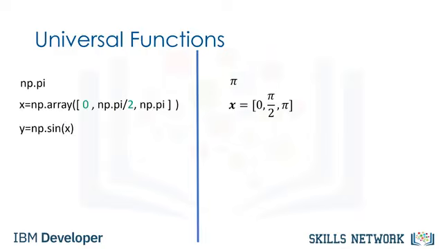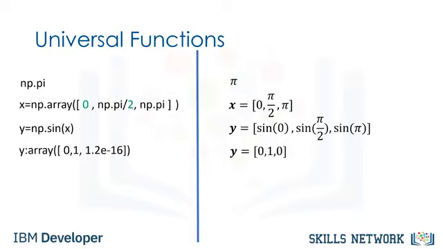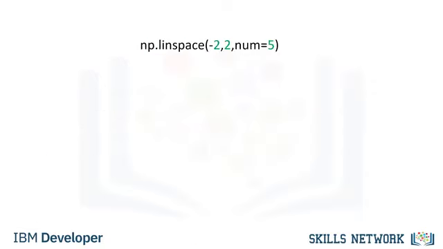We can apply the function sine to the array x and assign the values to the array y. This applies the sine function to each element in the array. This corresponds to applying the sine function to each component of the vector. The result is a new array y, where each value corresponds to a sine function being applied to each element in the array x.